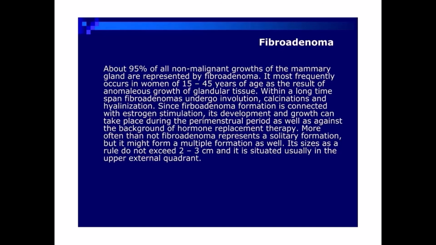Since fibroadenoma formation is connected with estrogen stimulation, its development and growth can take place during the perimenstrual period as well as against the background of hormone replacement therapy. More often than not, fibroadenoma represents a solitary formation, but it might form a multiple formation as well. Its sizes as a rule do not exceed 2-3 cm and it is situated usually in the upper external quadrant.